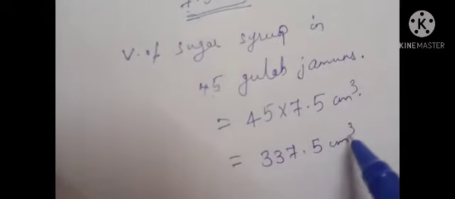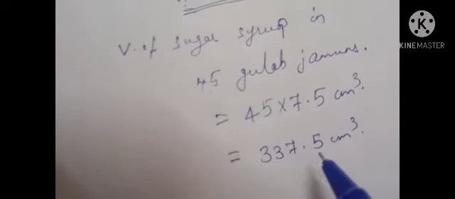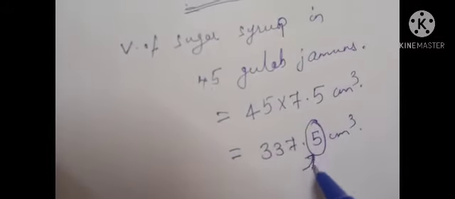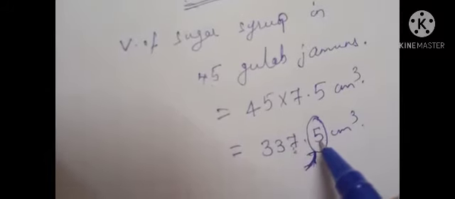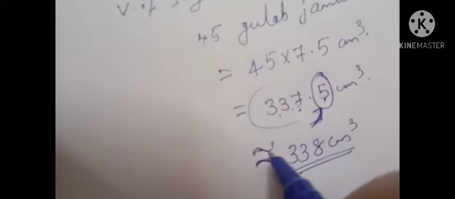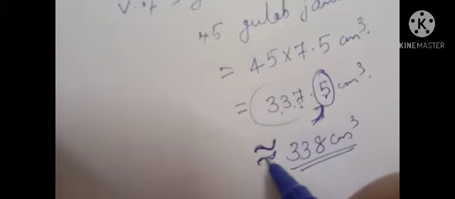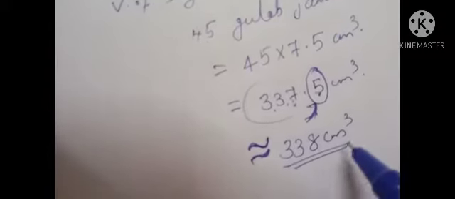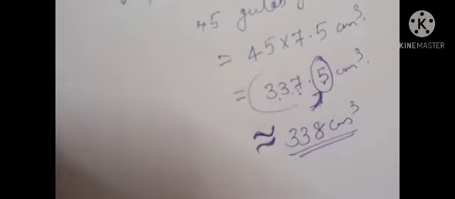337.5 centimeter cube. We can round it off. Here the digit is equal to 5, so it should be greater than or equal to 5. Then we add 1 to the remaining. So 337 plus 1 is 338 centimeter cube approximately. Okay, so this is the approximate volume of the syrup contained in 45 gulab jamuns. So 338 centimeter cube is the answer.